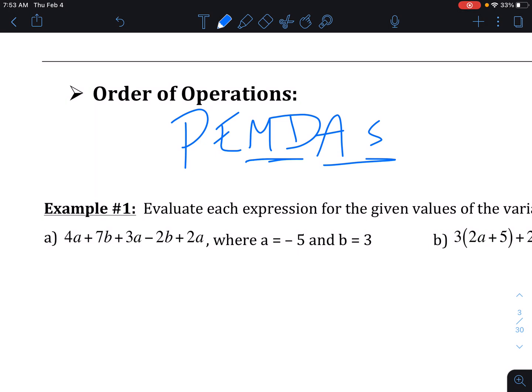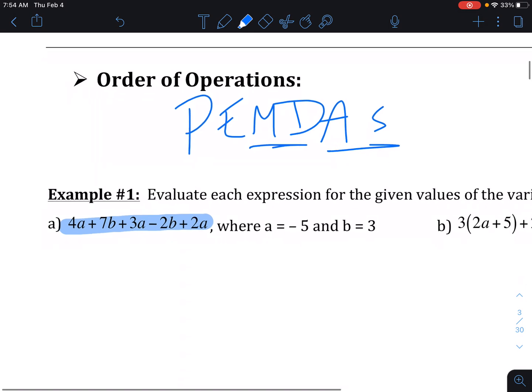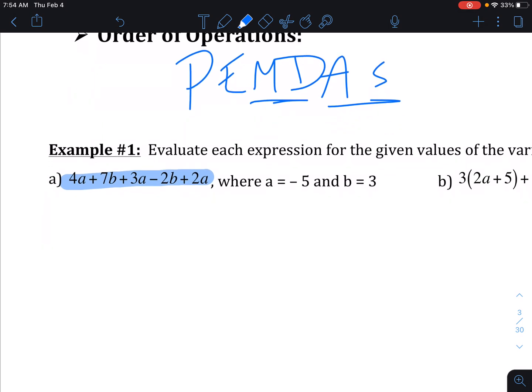So in the first example here, it's giving us an expression. That's this right here. It's math without an equal sign. And after that, it's telling us when A is -5 and B is 3. So when it says evaluate, that means plug in the numbers, replace the letters with numbers, and then we're going to use the order of operations. So let's do that now.